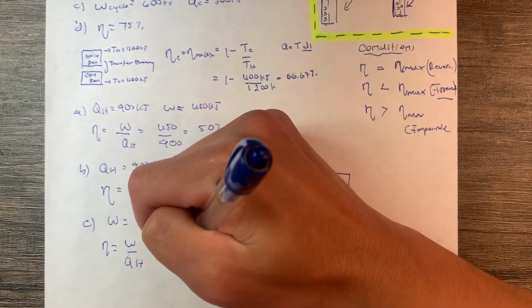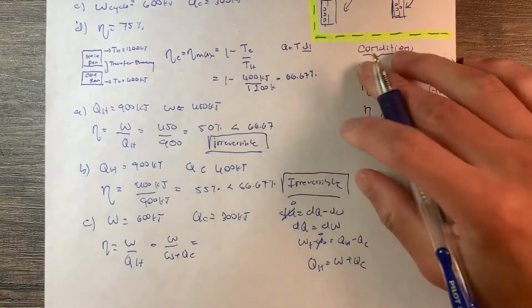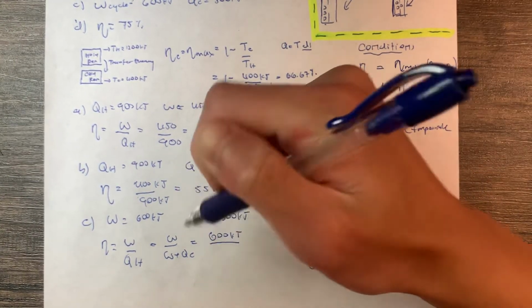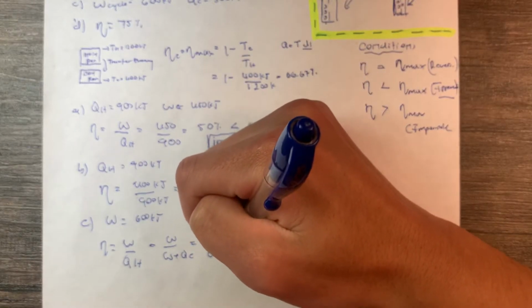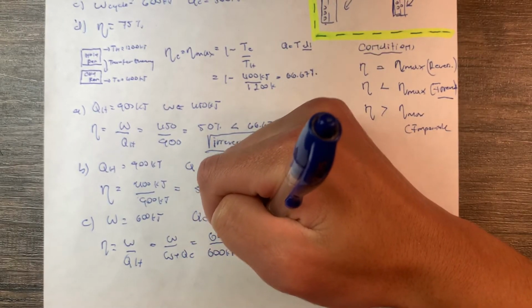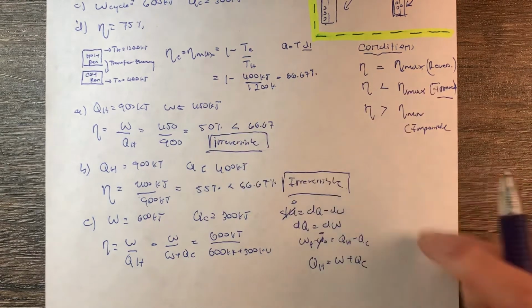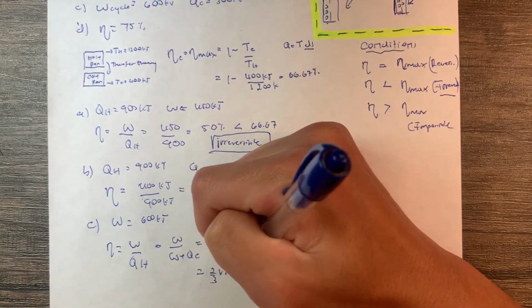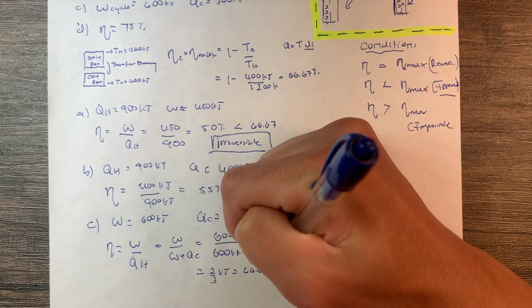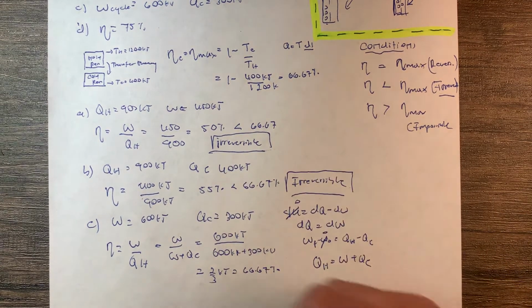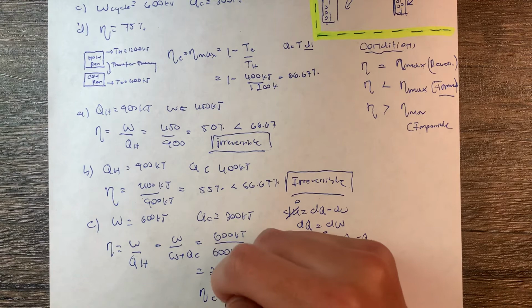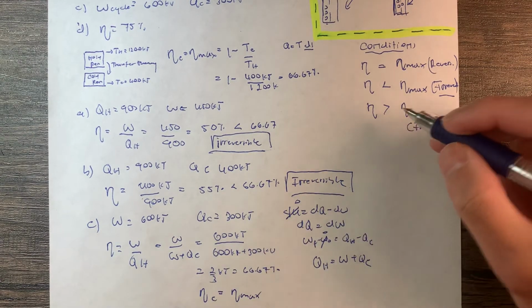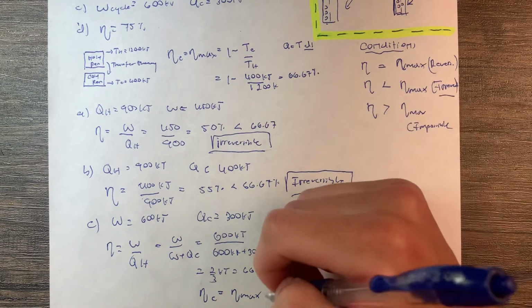So we have 600 kilojoules divided by 600 kilojoules plus 300 kilojoules. That's 2/3, which is 66.67%. So the efficiency of C is equal to the maximum efficiency, and we say for case C that it is reversible.